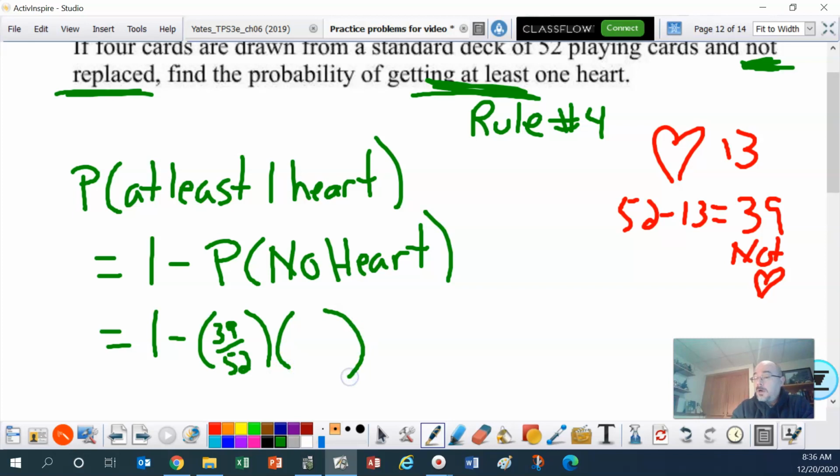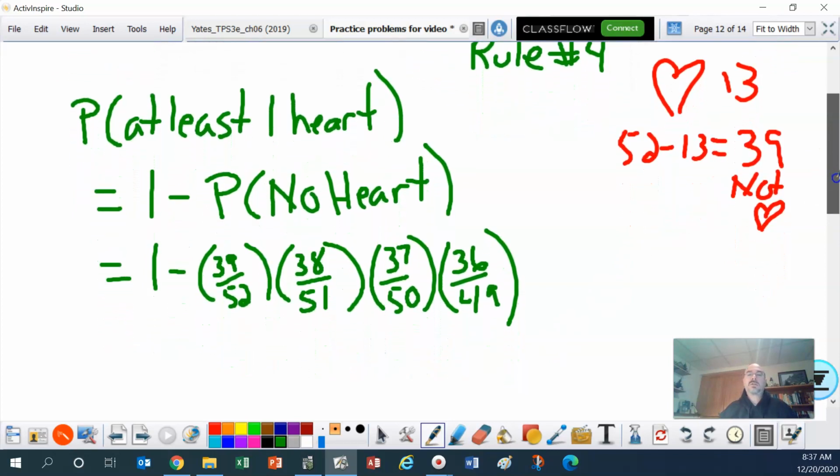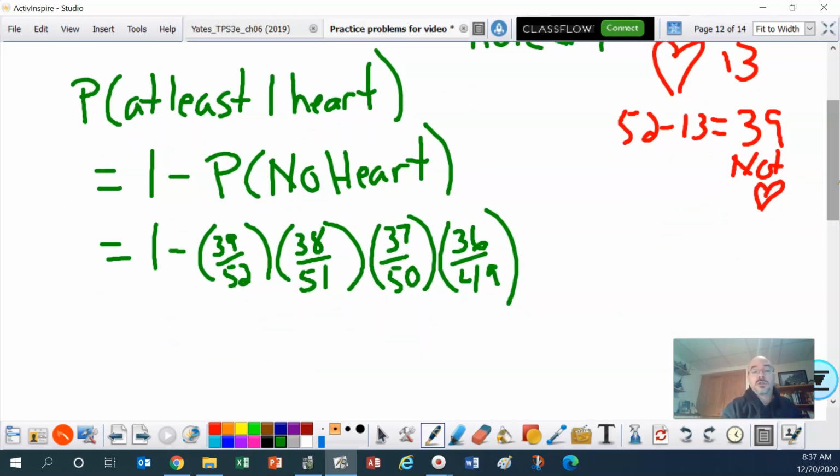And then you draw another card, but you don't put that first card back. So now, you got to be careful on this one. Now you have 38 cards that are not hearts, and there's 51 left. Notice I went down by 1 on both of those. Times 37 out of 50. And then the fourth one, 36 out of 49. This is why I picked this problem. I love it though. Now, you can type that in, ladies and gentlemen, on your calculator. To save time, I'm not going to show it.